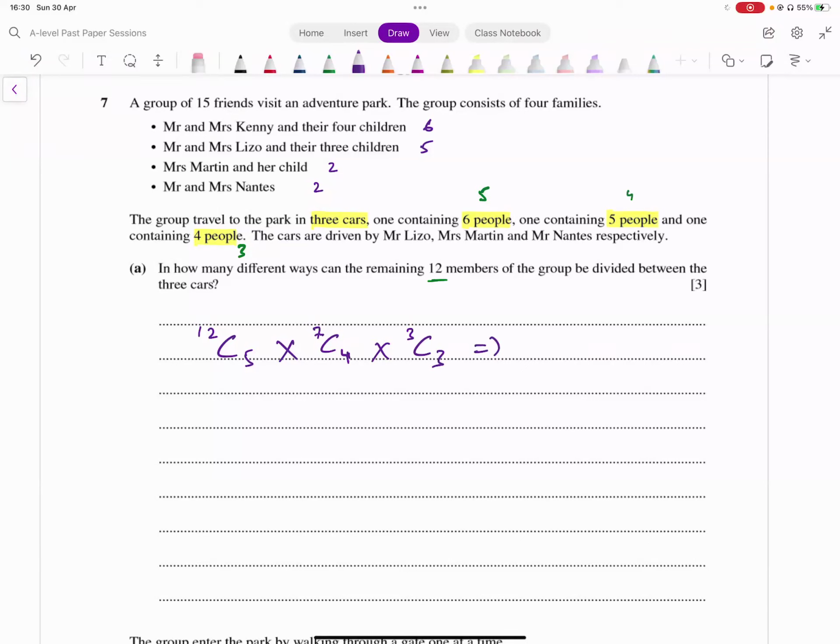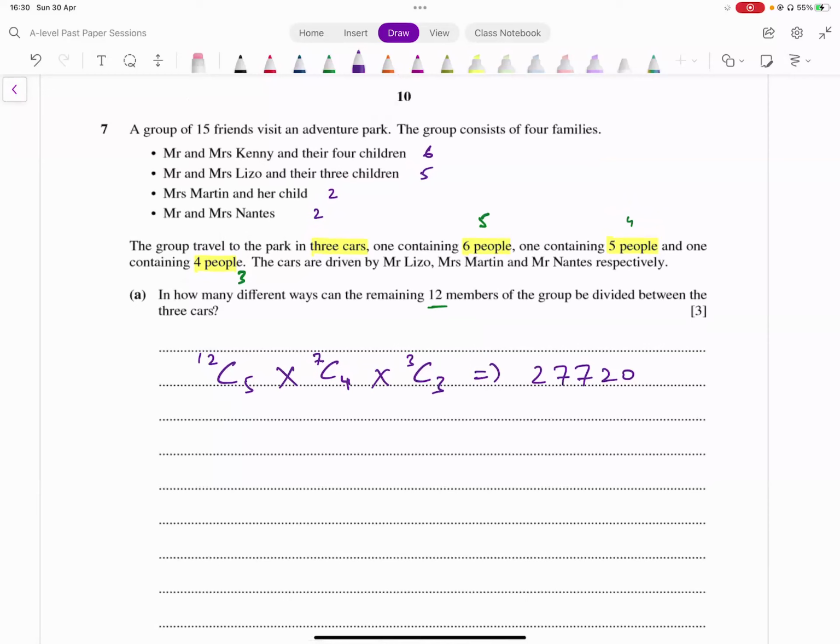Okay, let's evaluate this. 12C5 into 7C4 into 3C3, that's just 1, and that's giving me 27720. Okay, let's just write that here. इसमें आपने round off नहीं करना बिल्कुल, as it is लिखना है. Round off आप तब करते हैं जब आपके पास exact number नहीं आया होता. ठीक है?